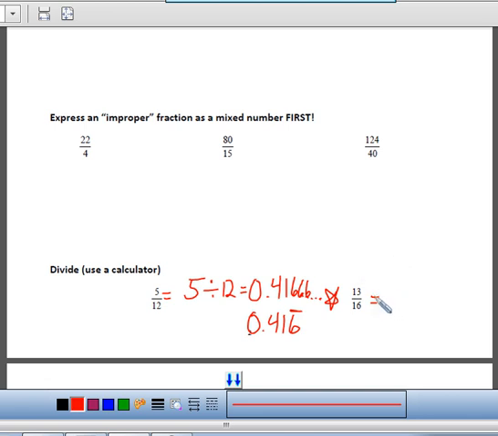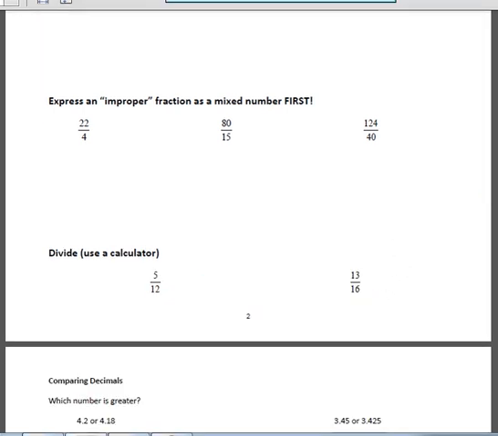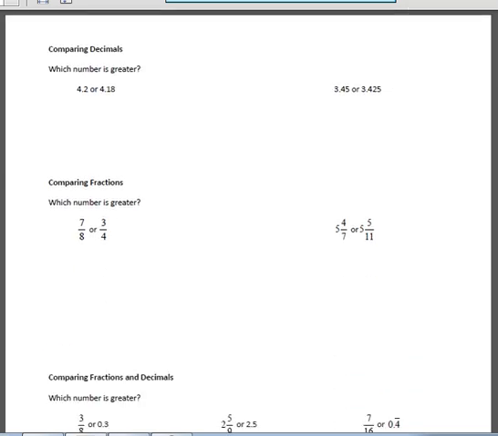All right, so you're going to do this one on your own. Let's go ahead and take a look at page 3, the last few problems for this video. Comparing decimals.